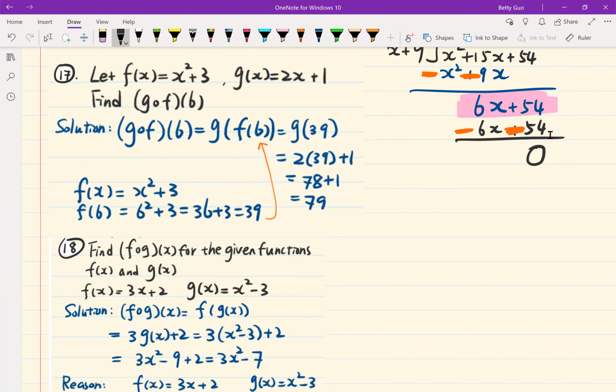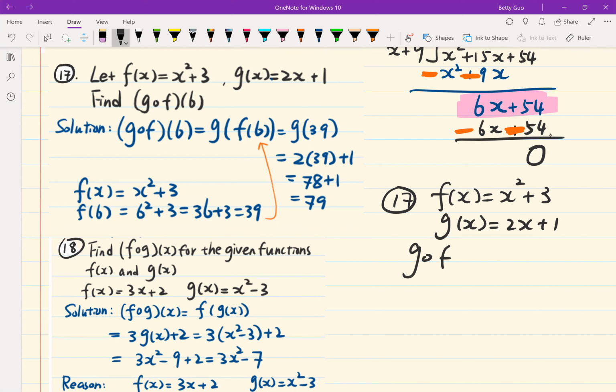Number 17 is a composite function. We have f of x equals x squared plus 3. G of x equals 2x plus 1. We look for g circle f of 6. We need to translate the notation first. It's g of f of 6.